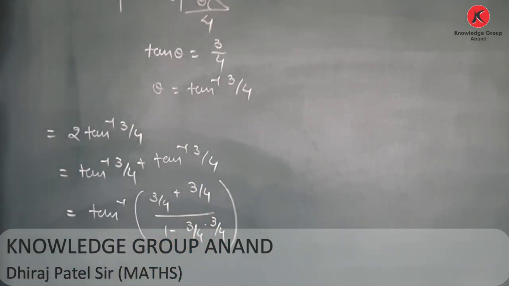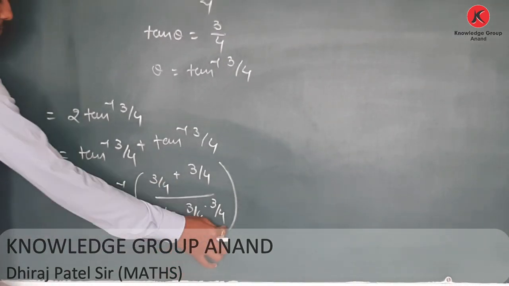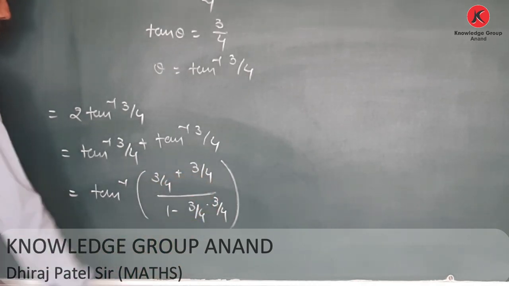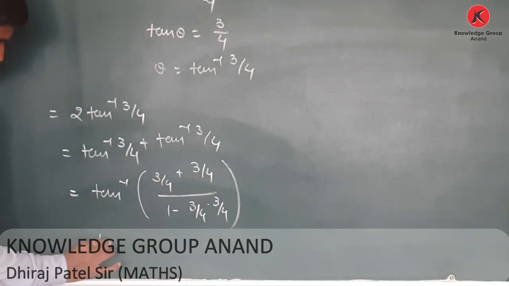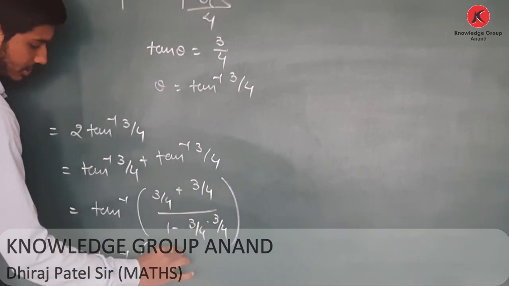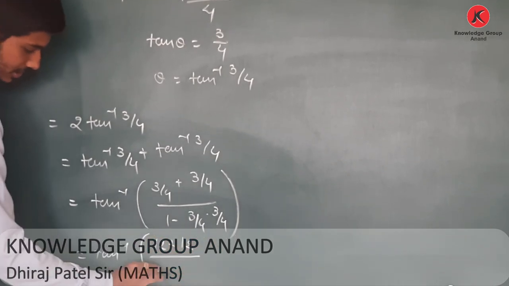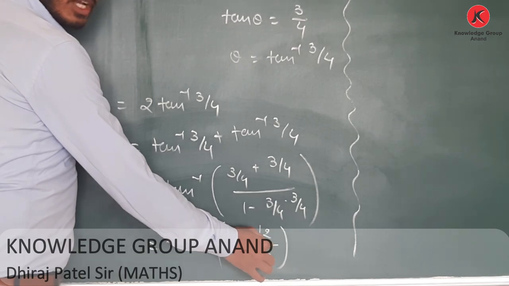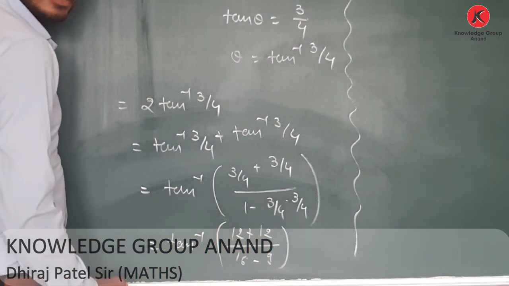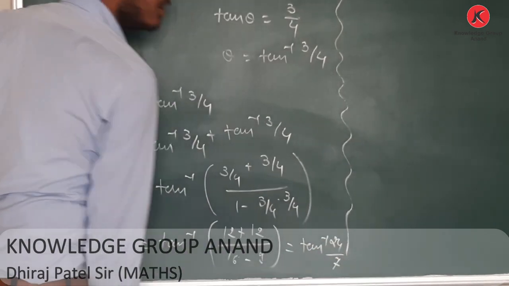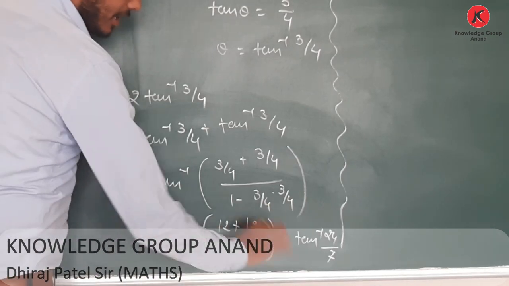Here the LCM is 4 times 4, which is 16. We multiply directly and keep 16, which will make it easier to solve. Tan inverse of 4 3s are 12 plus 4 3s are 12, divided by 4 4s are 16 minus 3 3s are 9. Directly 16 and 16 cancel. Now tan inverse of 12 plus 12 means 24, divided by 16 minus 9 means 7. The answer is again tan inverse 24 by 7. This is our final answer, which is the right hand side.